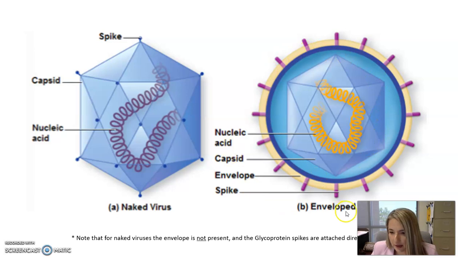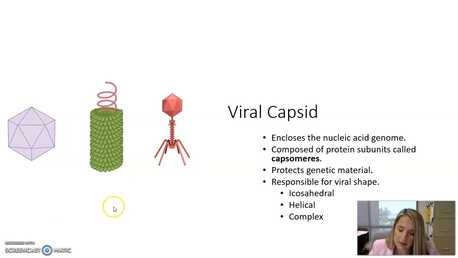And then with an envelope virus, you have the nucleic acid core with the genetic material. You have the capsid that surrounds the nucleic acid core for protection. And then since this is an envelope virus, it has the additional envelope layer here surrounding the capsid. And then on the envelope are the spikes that are used for attachment to additional host cells. So we're going to talk about each viral structure separately to go through function and purpose.